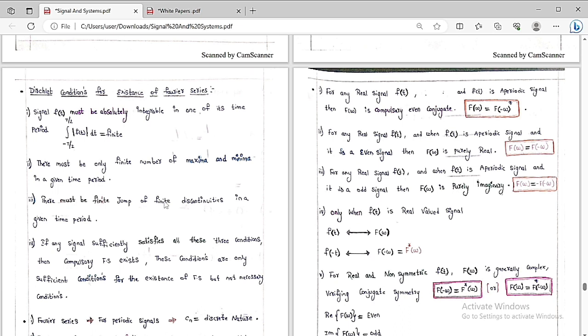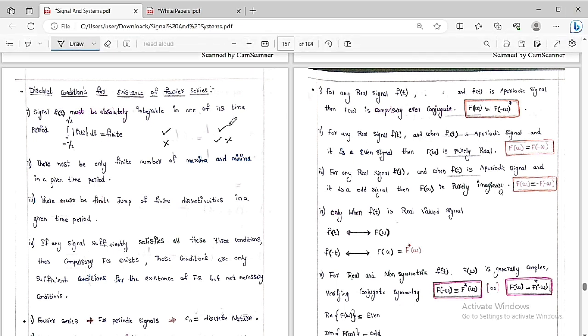If these Dirichlet conditions are satisfied, then the Fourier series will compulsorily exist. Sometimes these Dirichlet conditions are not satisfied, and even then the Fourier series may or may not exist. If any signal satisfies all the Dirichlet conditions, the Fourier series expression will definitely exist. If at least one of these conditions is not satisfied, the Fourier series may or may not exist. This point I already told you, right?